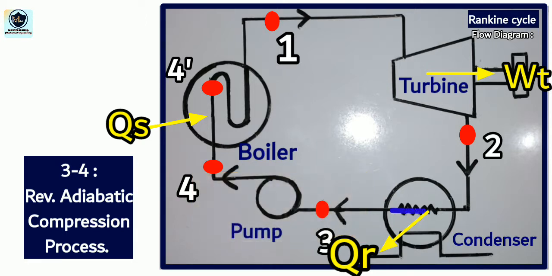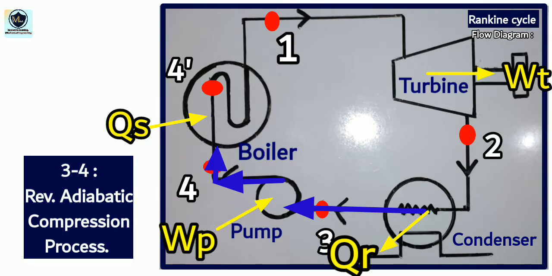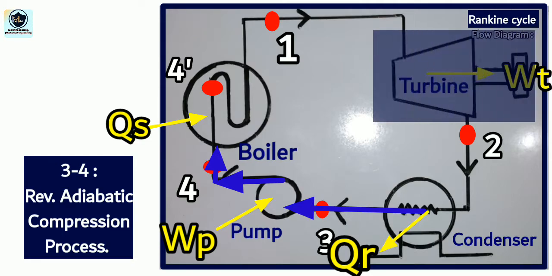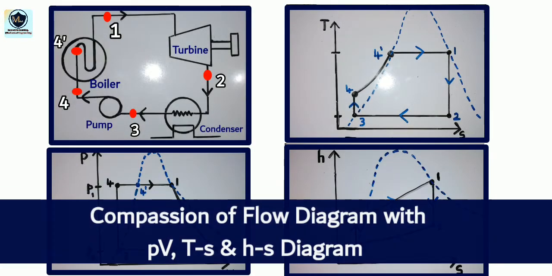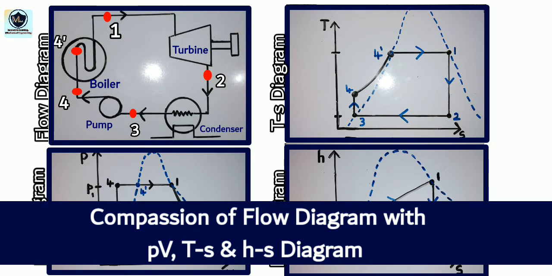3 to 4 process represents reversible adiabatic compression process or an isentropic compression process. Saturated water enters the pump and is pumped from low pressure to high pressure. As the fluid is liquid at this stage, the pump requires little input energy, which is taken from the turbine output or work produced by the turbine. Now let's compare the flow diagram with PV, TS and HS diagrams.